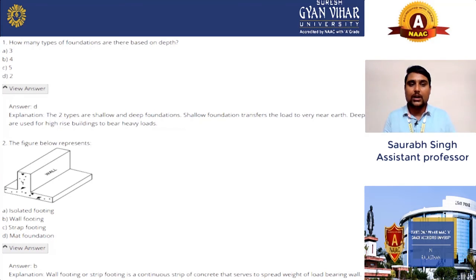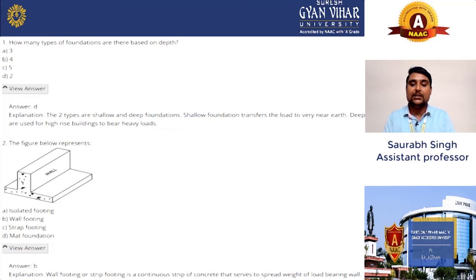Now we will see the MCQ types of question. First question is, how many types of foundation are there based on depth? Let's see what will be the right answer. There are 4 options given: 3, 4, 5 and 2. And 2 will be your right answer. There are 2 types of foundation. An explanation is also given here. As you can see, the two types are shallow and deep foundations.